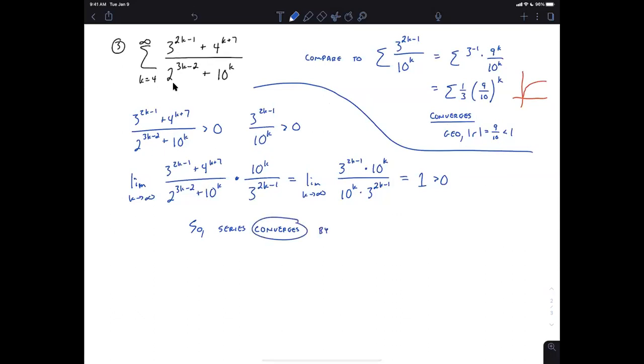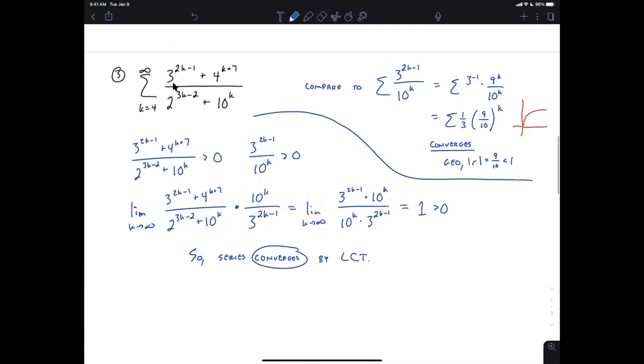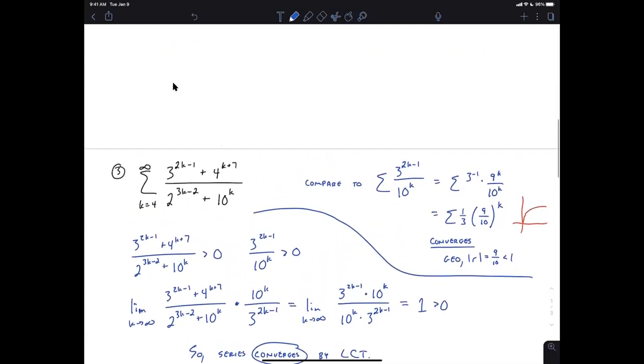By limit comparison test. Right. Any questions on that? Can you always use the limit comparison test? Really good question. So the question is, can you always just use limit comparison test?